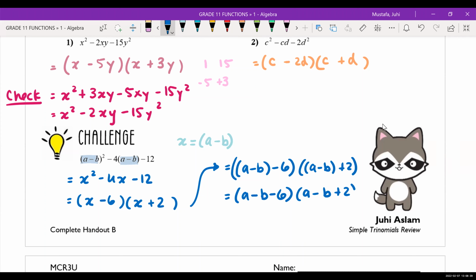The reason why I do put a double bracket is sometimes you do need it. If the variable is on the second term, then you might have to distribute the negative. But in this question, you didn't.